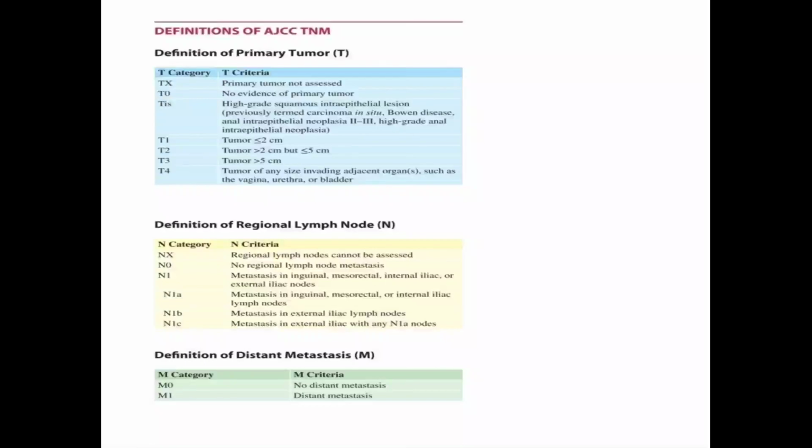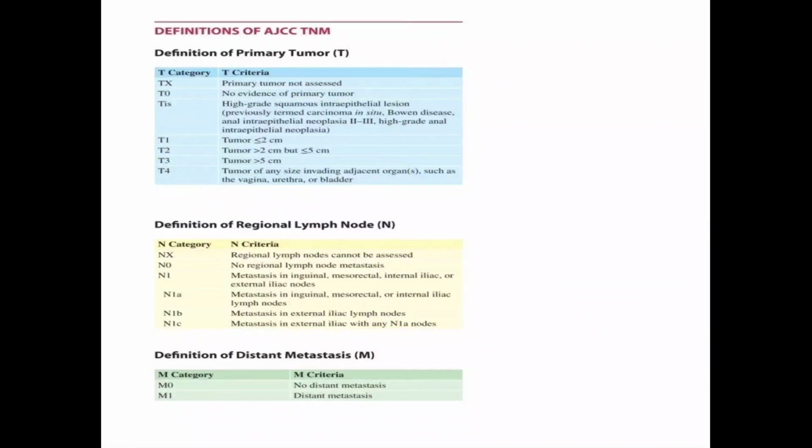AJCC TNM 8th edition definition of primary tumor. T staging. The important thing to learn about Tis is high grade squamous intraepithelial lesion. T1 tumor less than or equal to 2 cm. T2 less than or equal to 5 cm. T3 more than 5 cm. T4 invading adjacent structures.